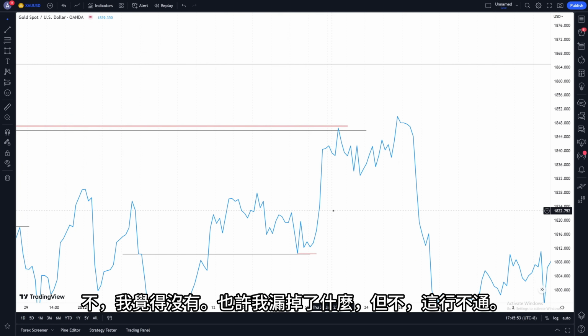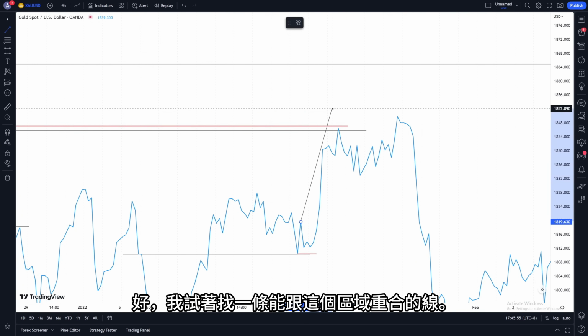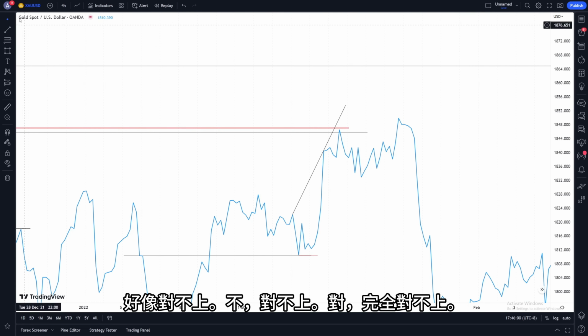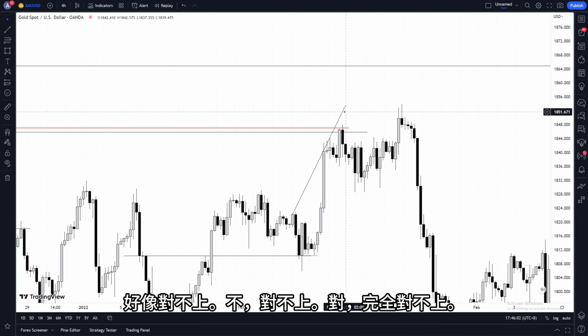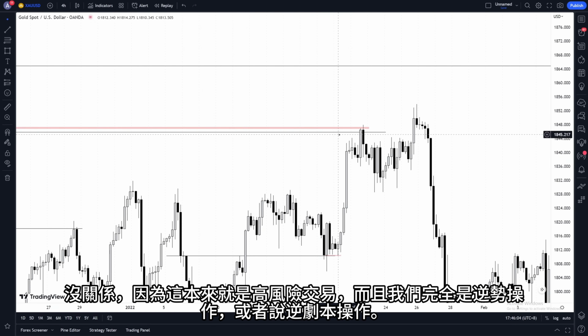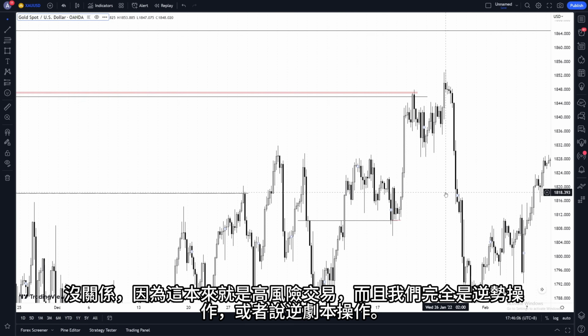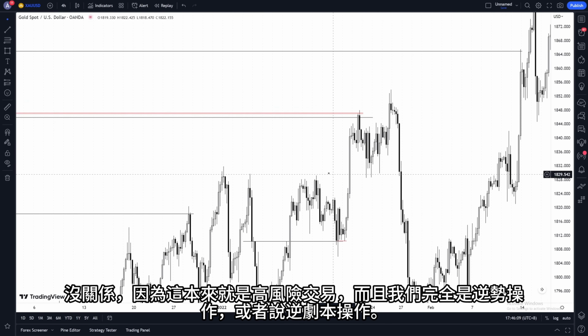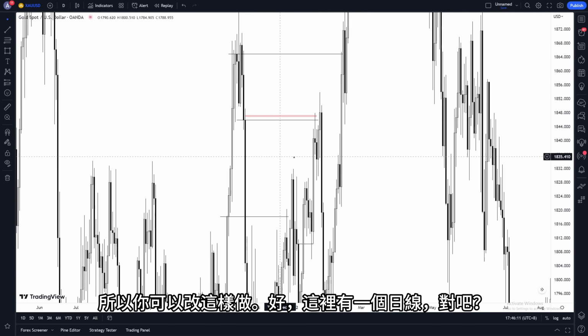No, that's not gonna allow it. Okay, so I'm trying to find a line that coincides with the zone. I don't think that meets up. No, it doesn't. It doesn't at all meet up. It's fine because it's a high risk trade anyway, and we're going completely against the trend or against the storyline. So what you could do instead then is do this.